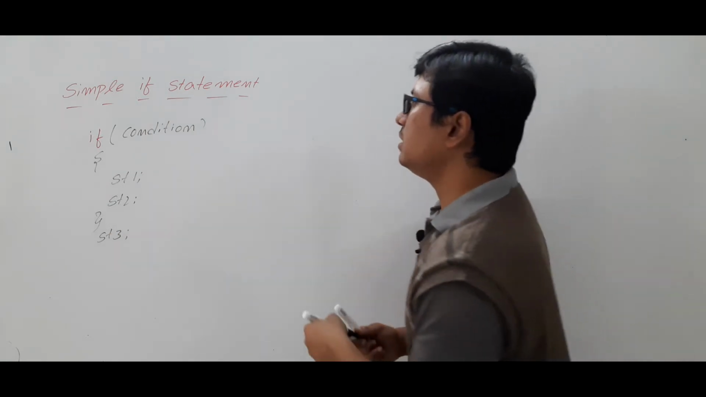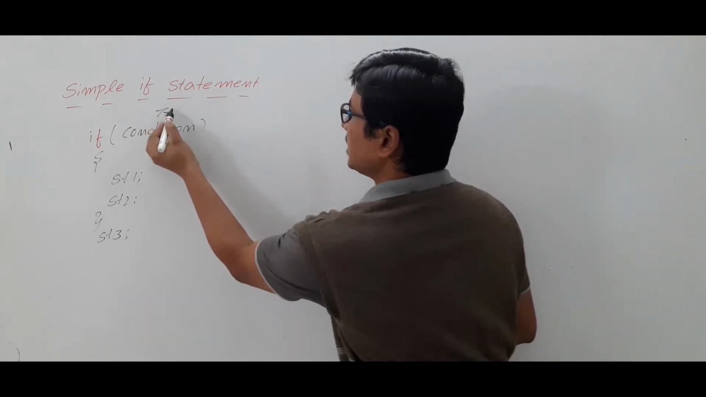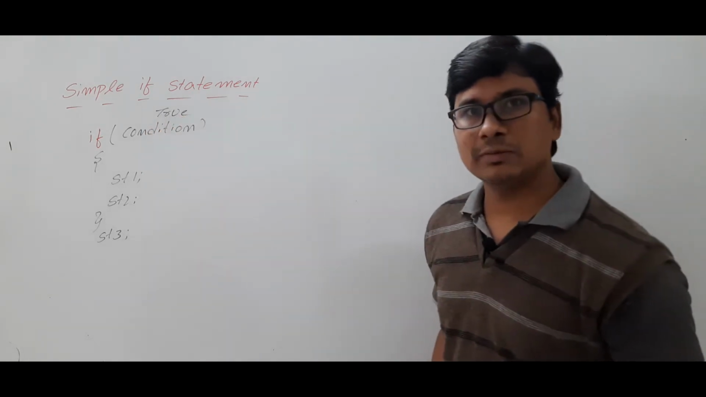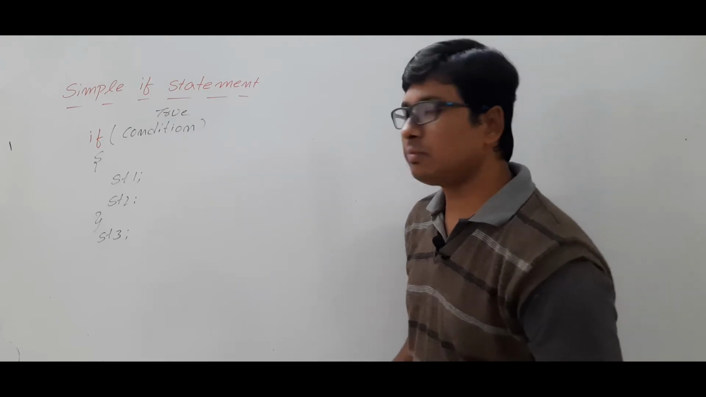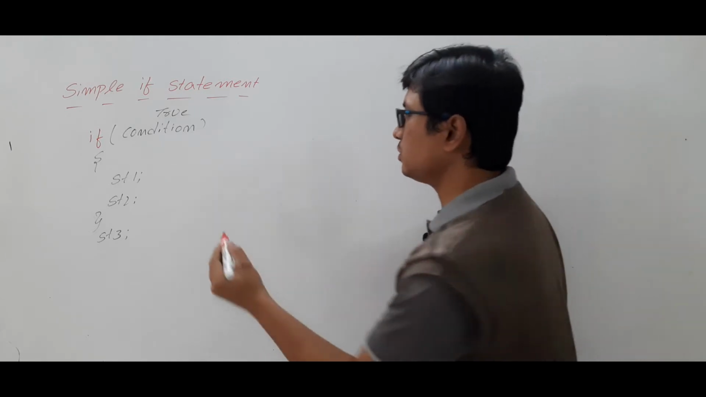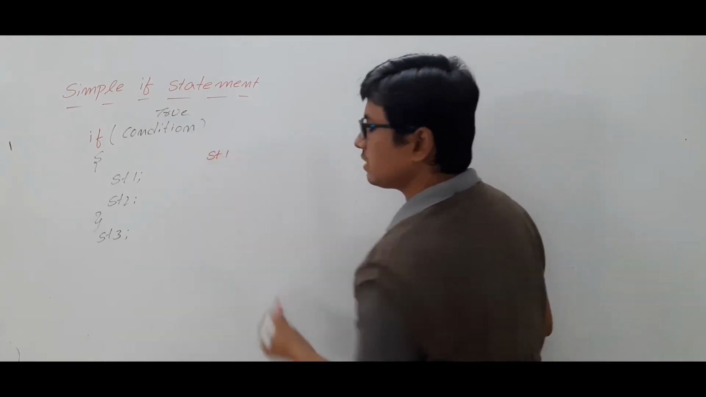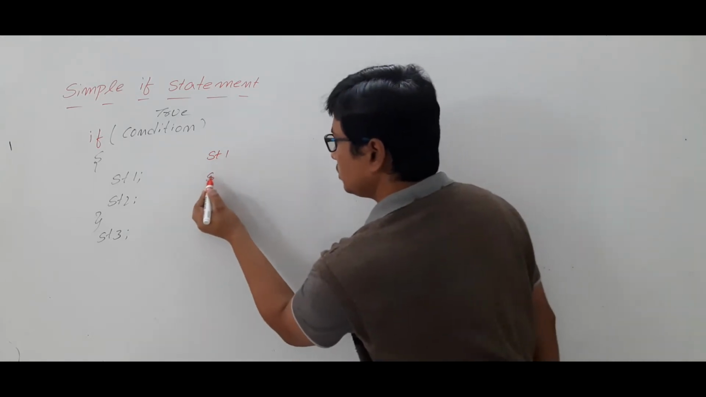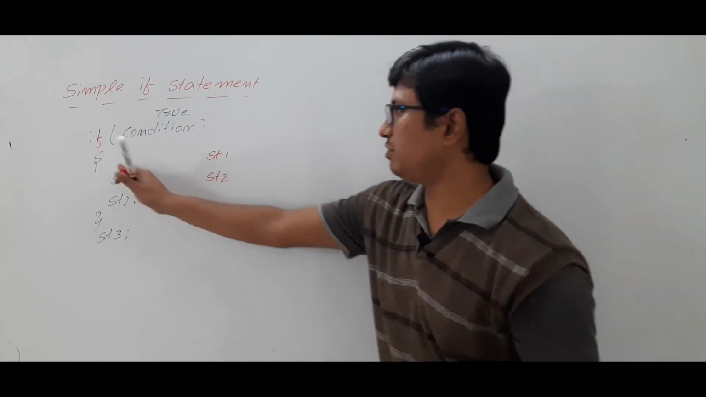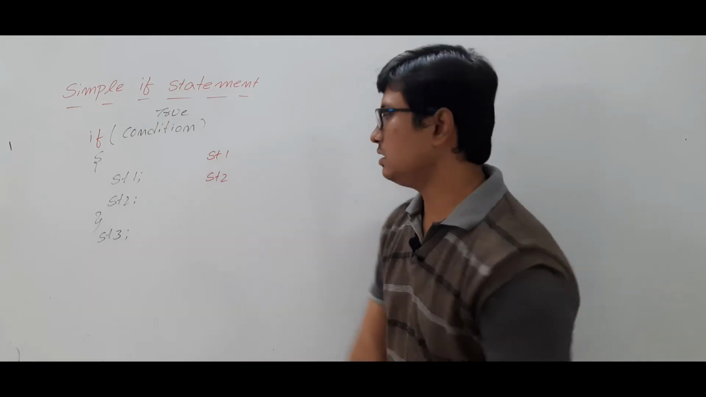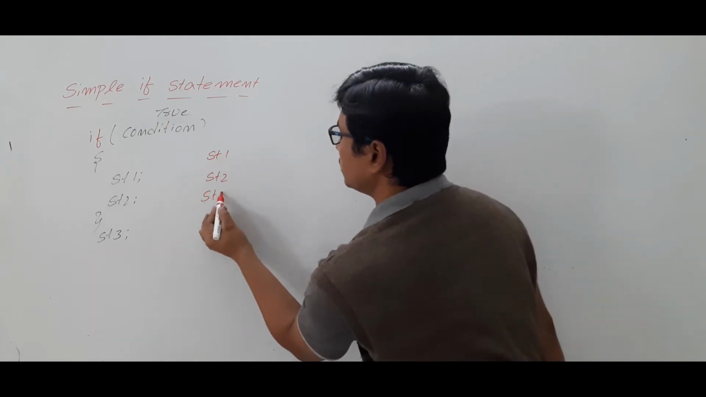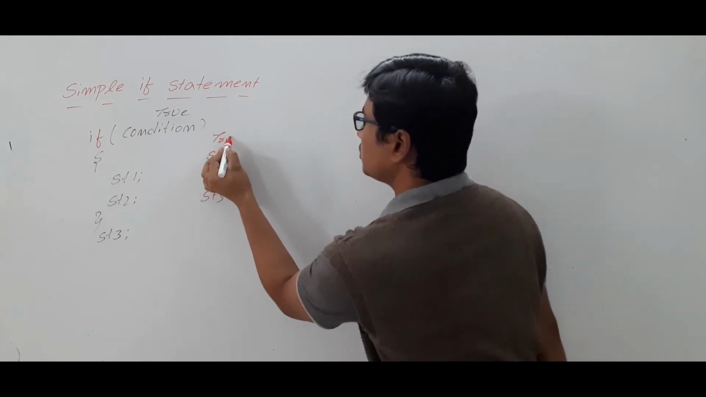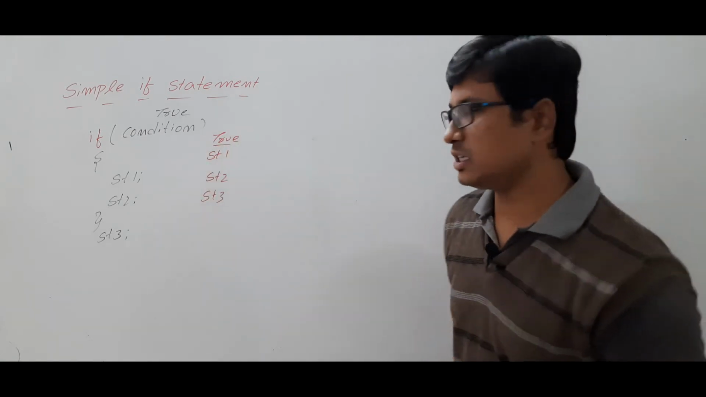Now let's see. If this condition is true, let's take that, then what statements will be executed? The statements which are there in the if block will be executed. So you will execute statement 1, you will execute statement 2. After that, outside the if condition, there is statement 3. This statement also will be executed. If the condition is true, these are the statements that will be executed.